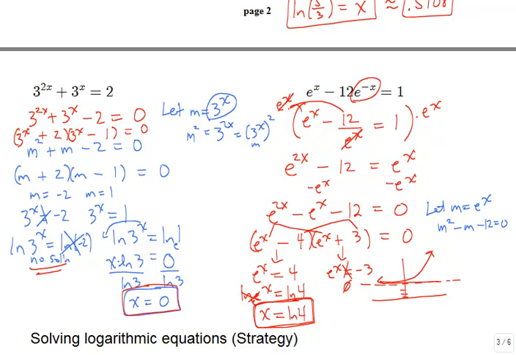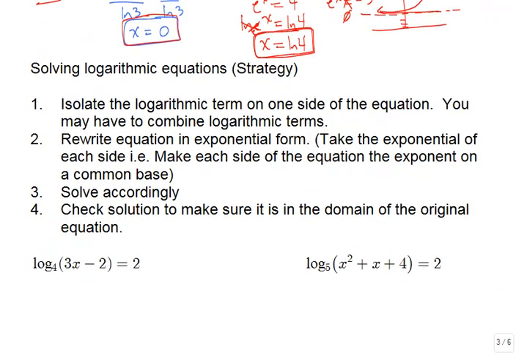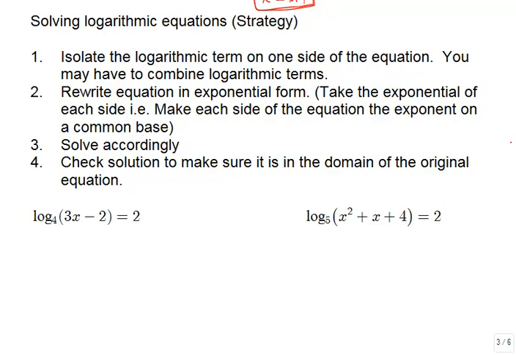Okay, so these were all of our problems on solving exponential equations. What we're going to move into next is solving logarithmic equations. So the strategy for solving logarithmic equations is to try to get the logarithm isolated on one side, just like what we do when we're trying to isolate our exponentials. We're going to do that as well for our logs.